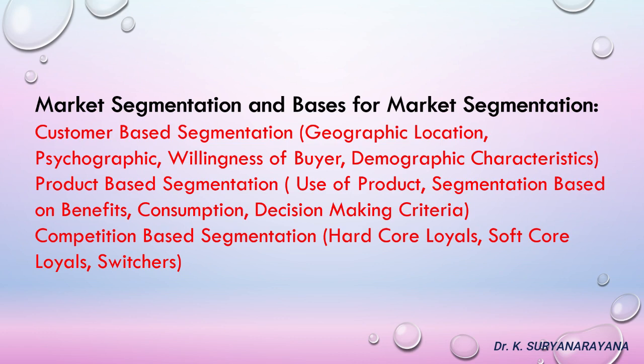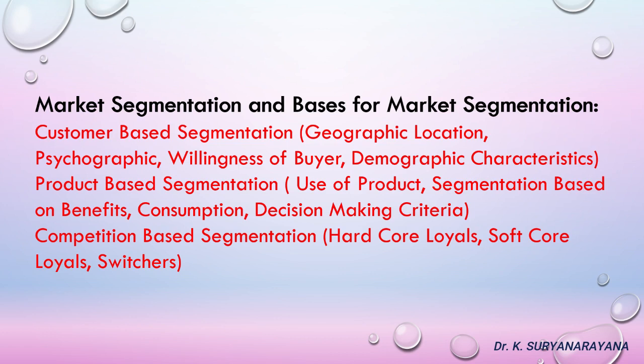Consumption. This type of segmentation is used for segmenting tea, coffee, soft drinks. In consumption on the basis of heavy users, moderate users, light users, etc. Decision-making criteria. Decision-making criteria is one of the basis for segmenting the market which a consumer uses for analyzing and purchasing a brand or a product. According to research, it was found that a consumer makes a decision on the basis of the parameters like price, quality, service, technology, etc.